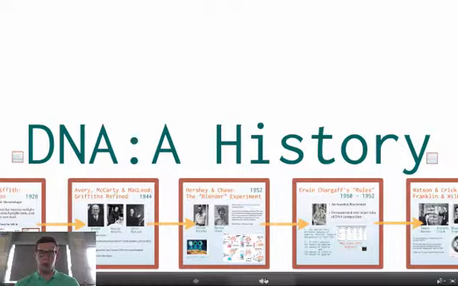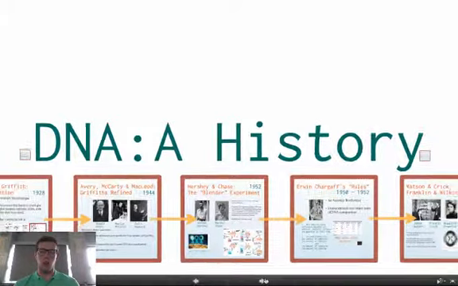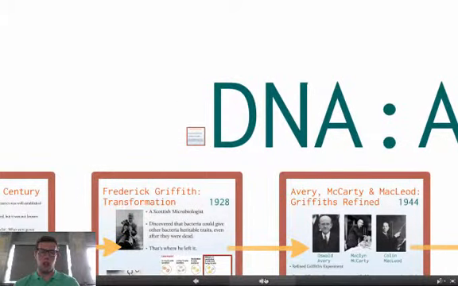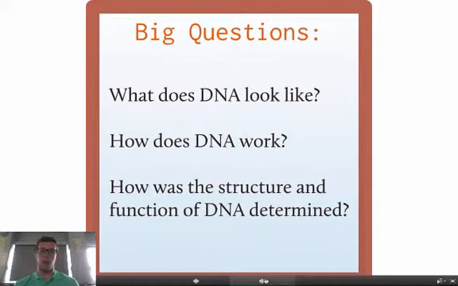Alright, so today we're going to be talking about DNA history. We're going to talk about the development of our theories about DNA, from our very basic understandings to pretty much the model that we're going to be discussing as we move through. So the first thing we're going to look at is our big questions. We're going to look at what does DNA look like, how does it work, and how was all this determined, really.